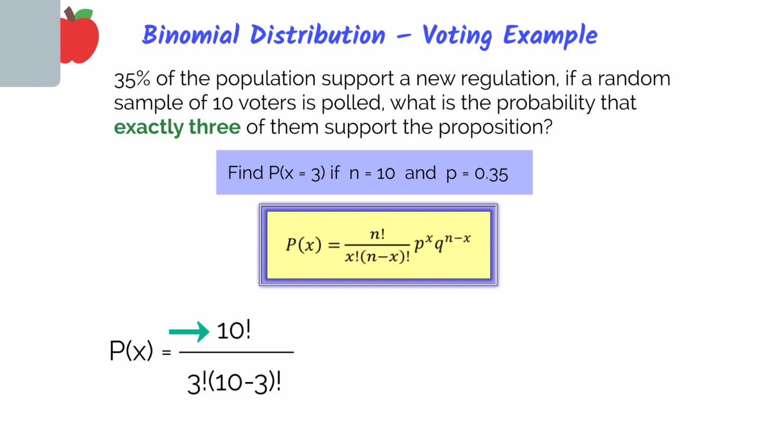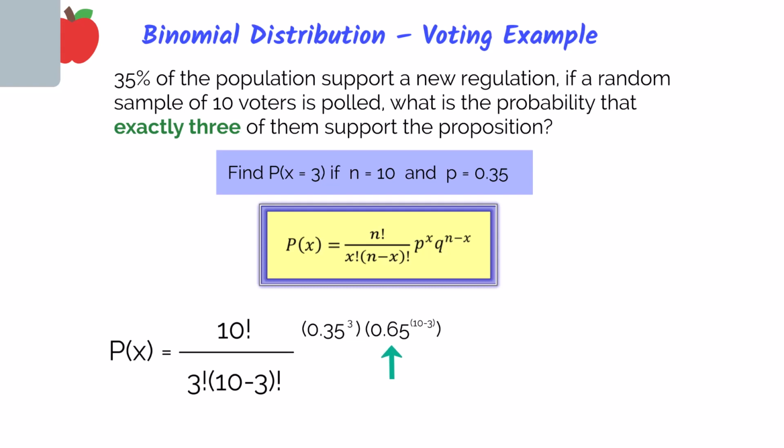So our n equals 10, so I'll plug that into our numerator. Here is my x that I'm interested in, so that's 3, so I'll plug that in. And then we'll take 10 minus 3 inside of the parentheses. Our probability of success was 0.35, so I'll plug that in for p, and then x is the exponent, so that ends up being 0.35 to the power of 3.